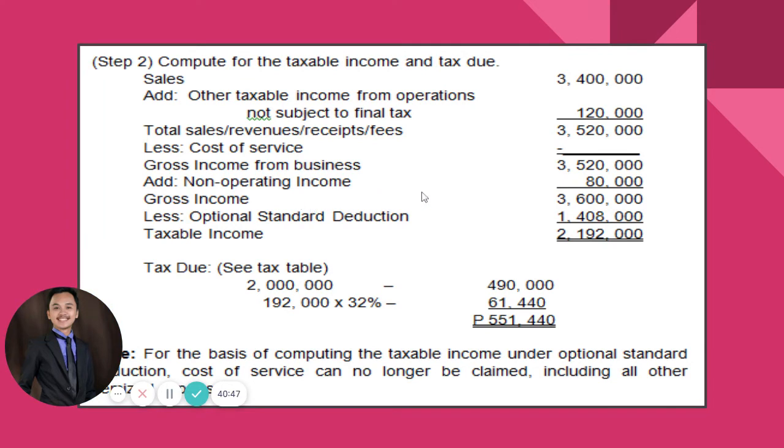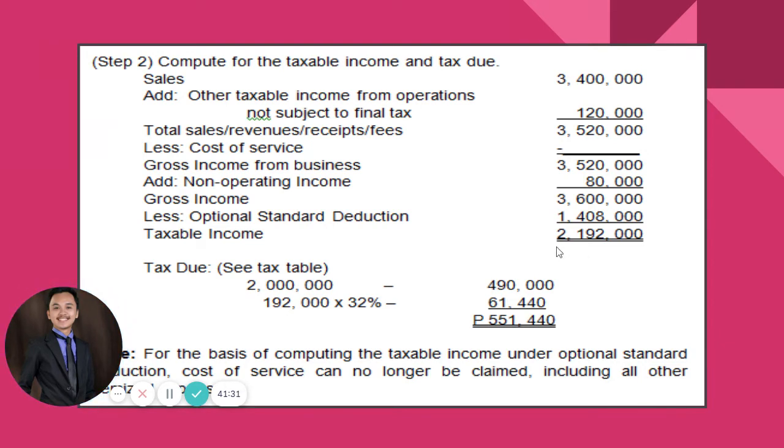Add non-operating income of 80,000 to compute for your total gross income of 3.6 million, less your OSD computed earlier, which is 1,408,000. So therefore, you have your taxable income of 2,192,000. Again guys, remember that once OSD is used, you will no longer deduct your cost of goods sold or cost of service. So we came up with a taxable income of 2,192,000. Okay? So therefore, to compute for the tax due, you just refer to the table.